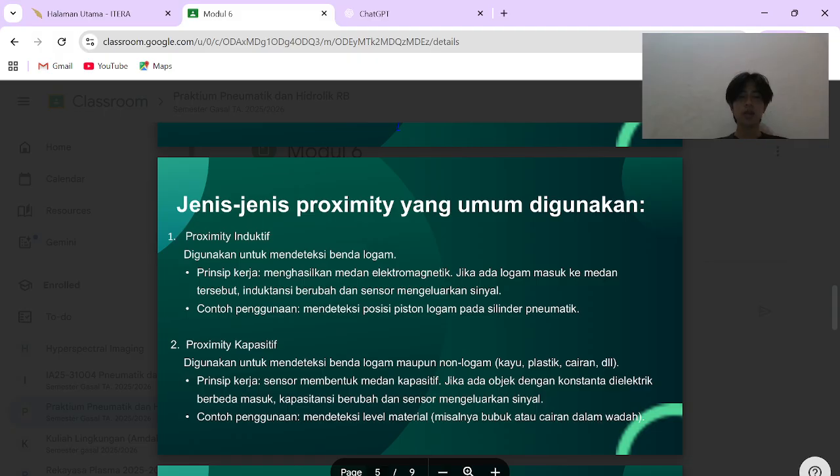Two, capacitive proximity sensor, used to detect both metal and non-metal objects such as wood, plastic, or liquids. Working principle: it forms a capacitive field. When an object with a different dielectric constant enters, capacitance changes and the sensor outputs a signal. Example, detecting material levels in containers.